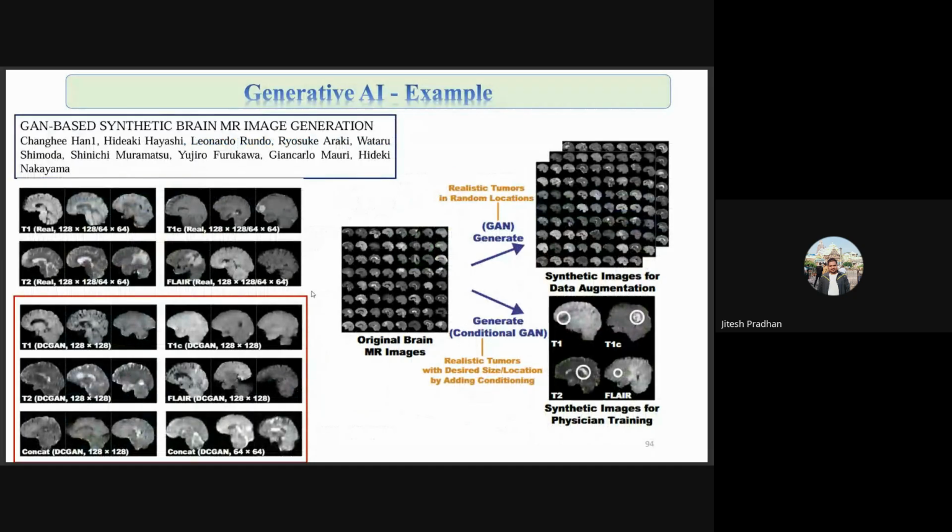Now let's take another example, a generative AI example. Here it's GAN-based synthetic brain MRI image generation. Look here, these are some real MRI images. In this model, the original MRI image is given to the conditional GAN, and based on the conditional GAN, it generates the synthetic MRI images. These are the original images, and these are the synthetic MRI images. So we are using generative adversarial networks in medical data synthesis, because we have data scarcity in the medical field. That's why so many people are using GAN-based data synthesis.